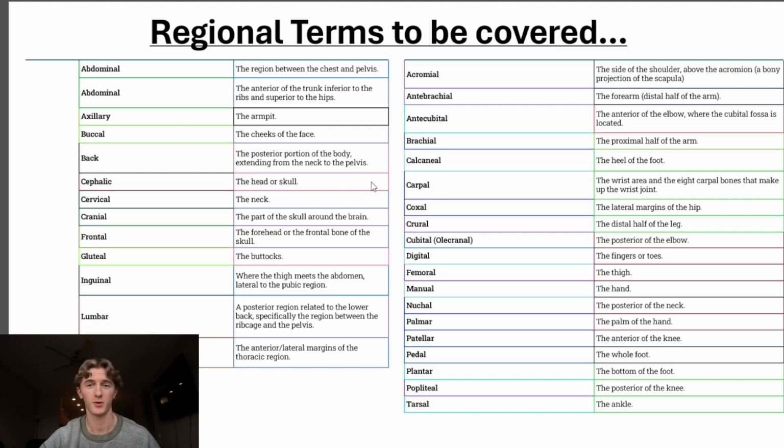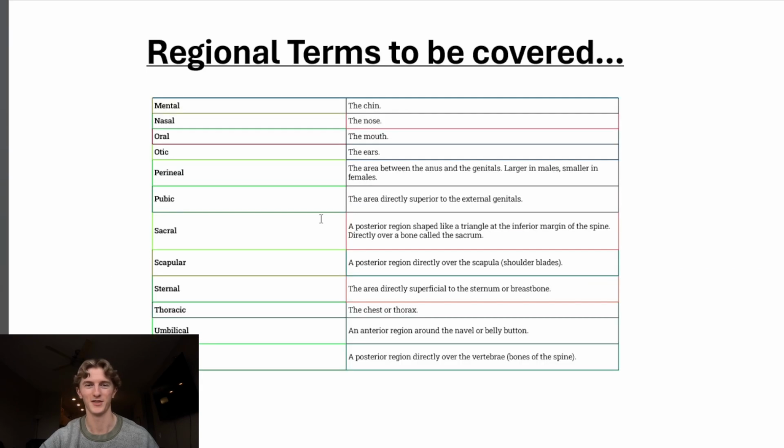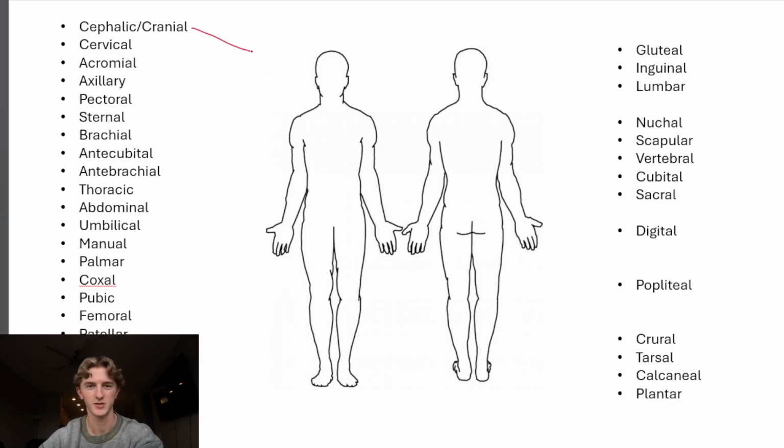Next, we're going to be talking about regional terminology, and as you can see here, there's a large amount of terms when it comes to regional terminology, so I'm not going to read through all these right now. I will just show them to you on a diagram, and there's even more on this next slide. So let's get into that. First, cephalic and cranial are referring to the head as a whole. Cervical is going to be referring to the neck. Acromial is the lateral part of the shoulder right here. Axillary is referring to the armpit.